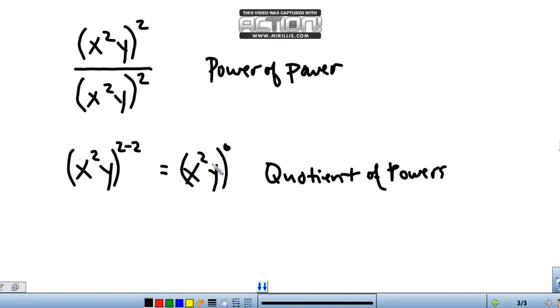All right. Now what I see inside here is I can distribute my 0. That would be power of product. So my next step will be x to the 0 power times y to the 0 power. Okay, and that was power of product.